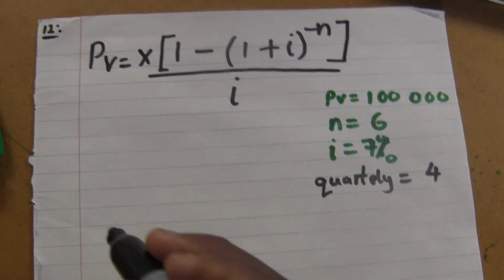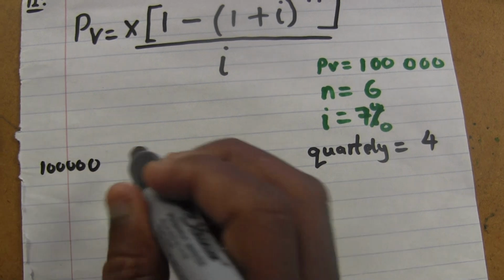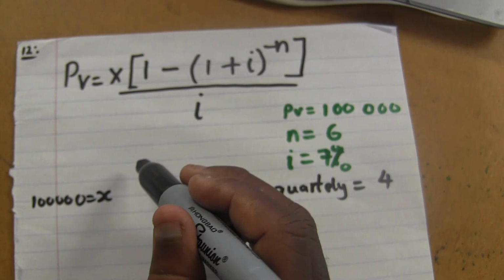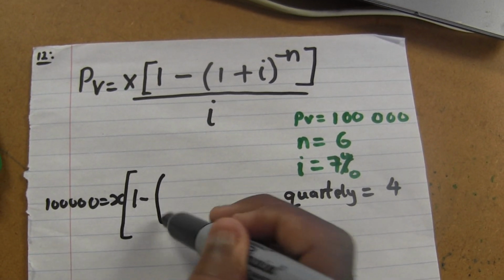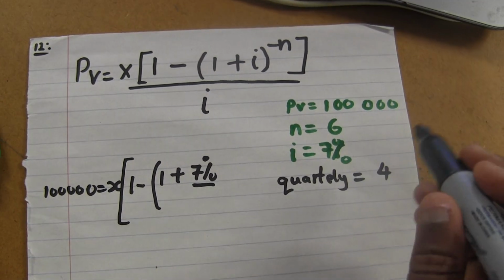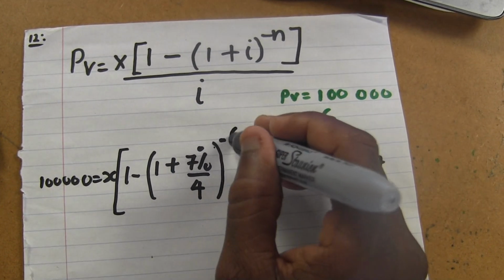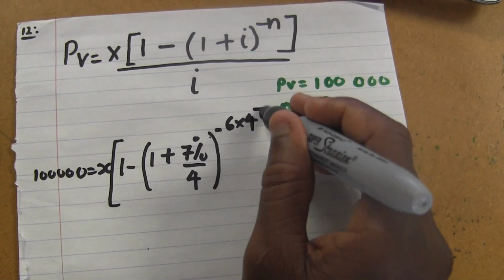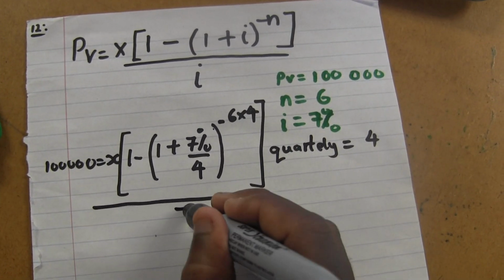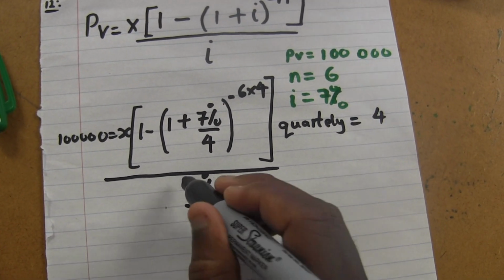So my PV equals 100,000, equal to x times the bracket: 1 minus (1 plus the interest rate, which is 7%. I choose compounded quarterly, so we divide by 4) to the power of minus 6 times 4, since it's 6 years, times how it was compounded. Make sure whatever number you write here, you write the same number on top. Interest is 7%, but you must make sure you divide by how it was compounded. So this is like the previous question.